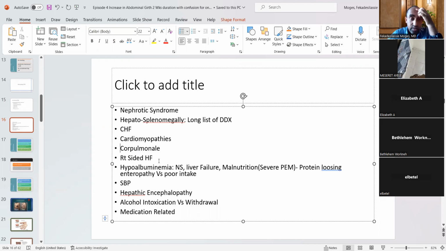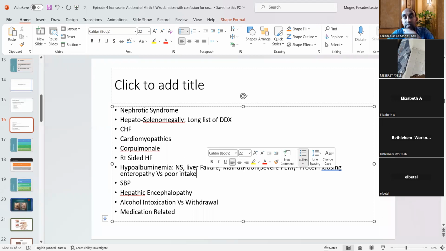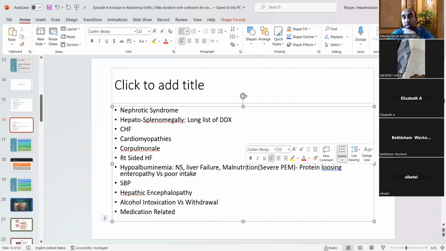Right-sided heart failure is still a possibility. Hypoalbuminemia, is it possible? Yes, we said nephrotic syndrome is still possible. Liver failure, it looks like he has liver failure. Malnutrition, he hasn't been eating well, so still a possibility; we'll keep it. Protein losing enteropathies, most of the time they may have associated diarrhea and all that, so that could be less likely. So protein losing enteropathies, we'll kick it out.